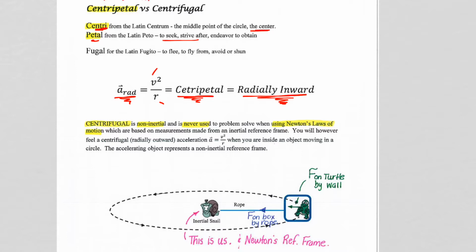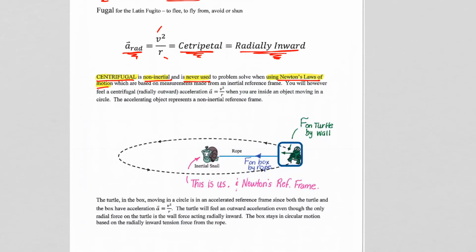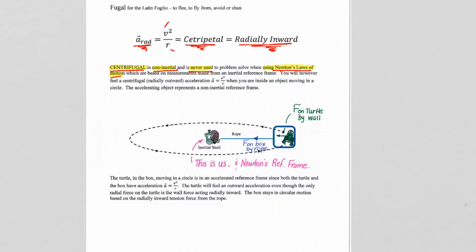Now, what is this centrifugal? Well, as it says here, centrifugal refers to this non-inertial, and I'll explain what I mean by non-inertial in a moment, acceleration. We will never use it whenever we use Newton's laws of motion, which we will always use to do our measurements. However, when you are inside of an object moving in a circle, you do actually, in reality, feel as if there's an acceleration v squared on r radially outward.